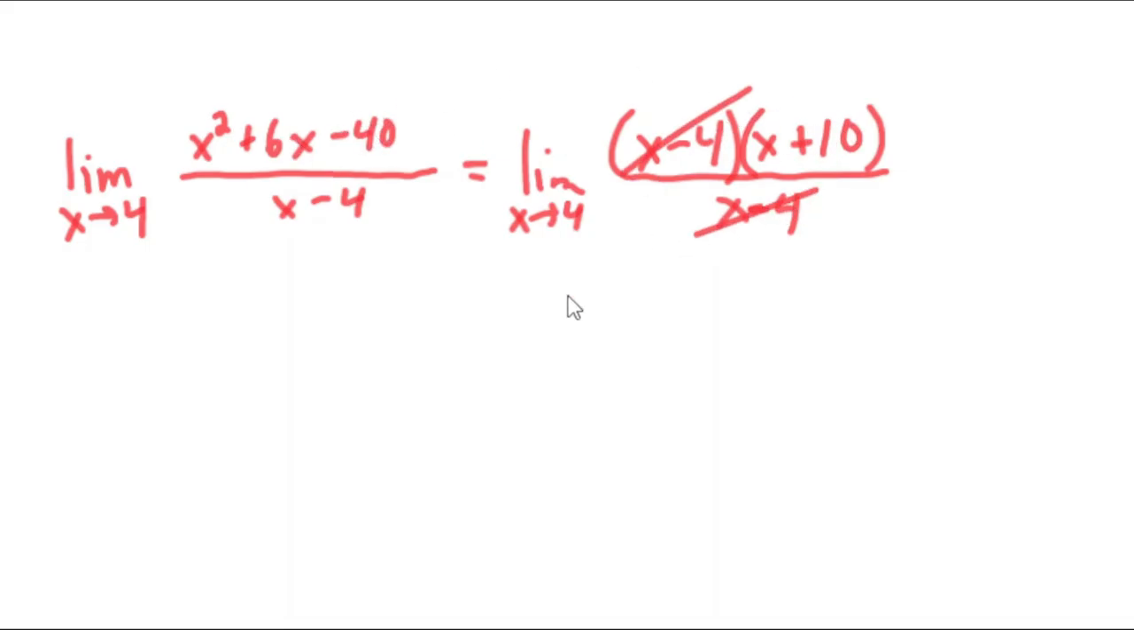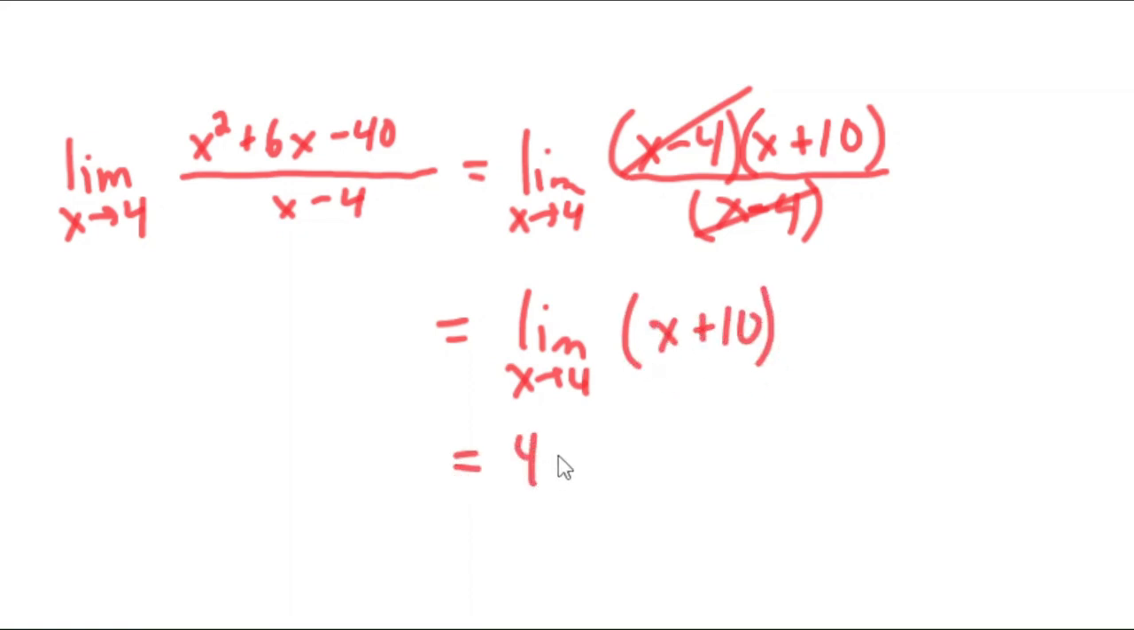So again, we cancel these factors. And what we get is the limit as x approaches 4 of x plus 10. But we can just plug in 4 now, and we get 4 plus 10. So I don't have to keep writing the limit symbol anymore because now I'm taking the limit. You should write a limit right here and right here, but we don't need to write the limit symbol down here because we're actually taking the limit.